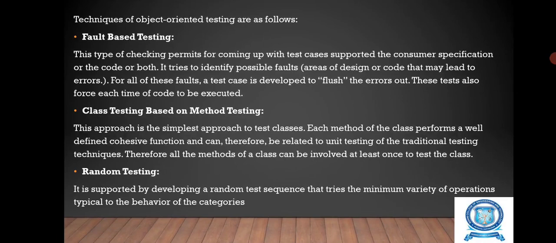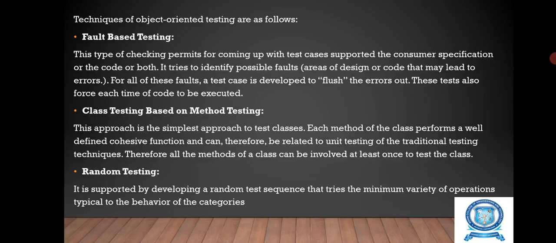Techniques of object-oriented testing are as follows: fault-based testing, class-based testing, method testing, and random testing. Fault-based testing, or this type of checking, permits coming up with test cases supported by the customer or consumer specification or the code or both. It tries to identify the possible faults, that is the areas of design or code that may lead to errors. For all the faults, a test case is developed to flush the errors out. These tests also force each line of code to be executed.